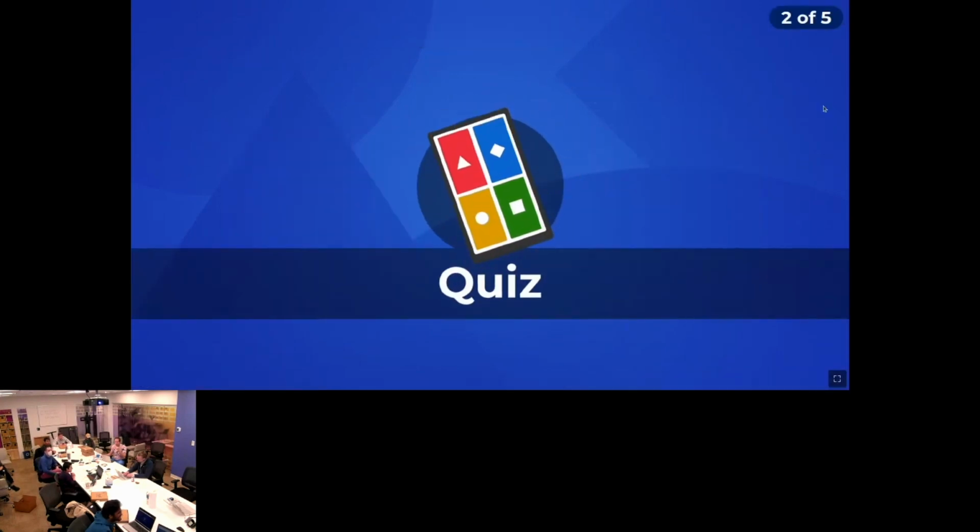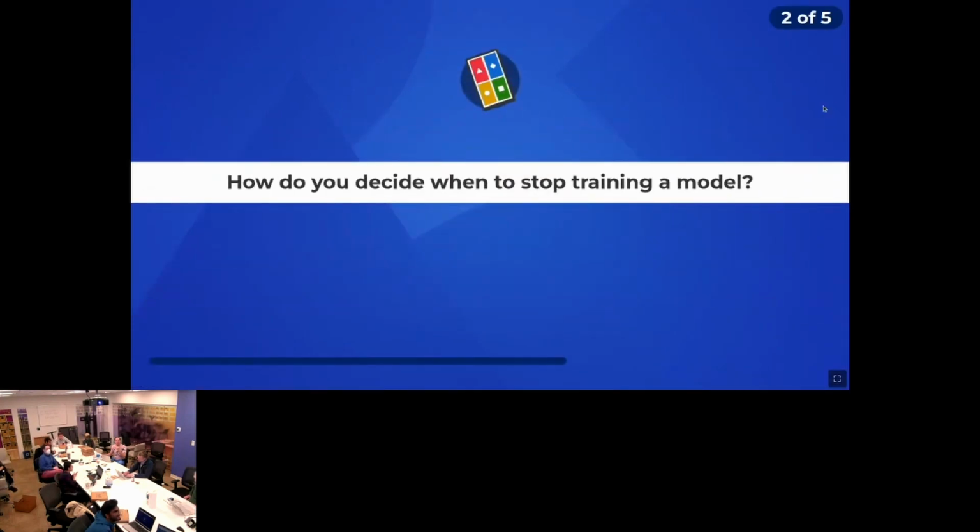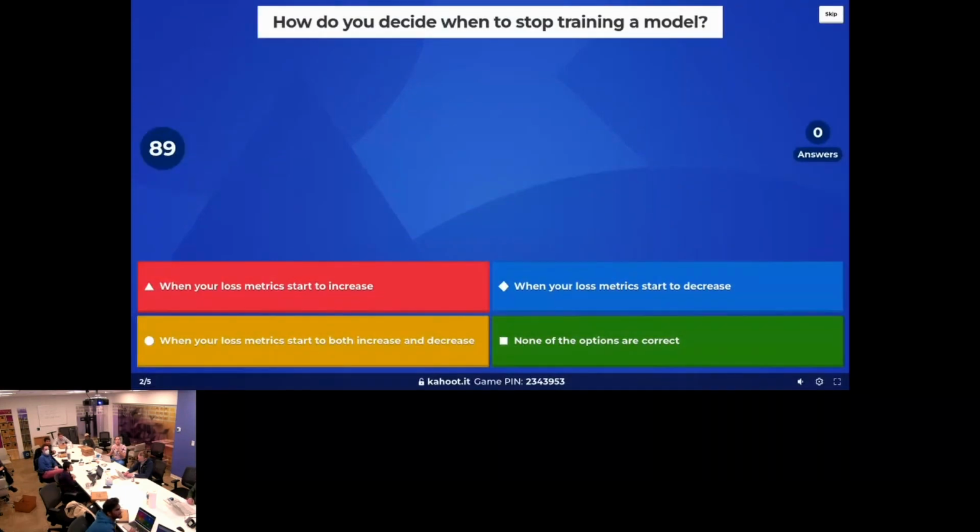Next, question 2 out of 5. How do you decide when to stop training a model? When your loss metric starts to increase, when your loss metrics start to decrease, when your loss metrics start to both increase and decrease, none of the options are correct.